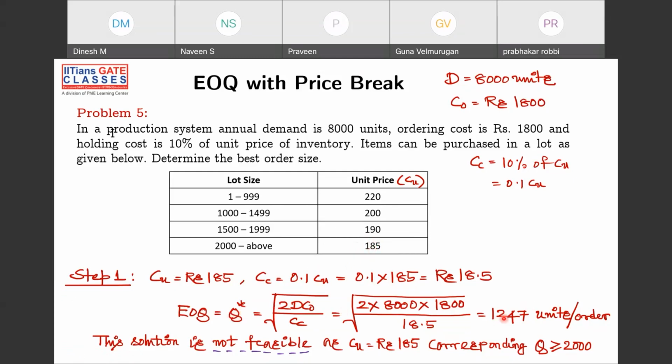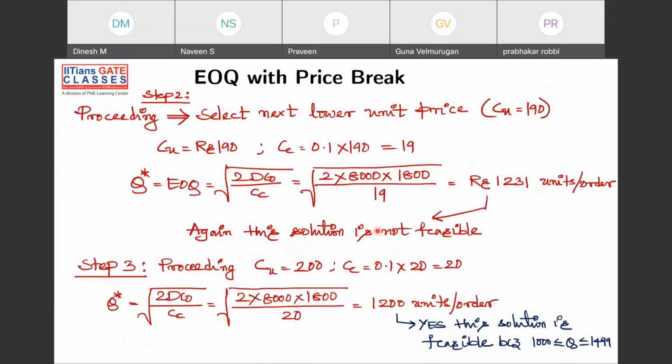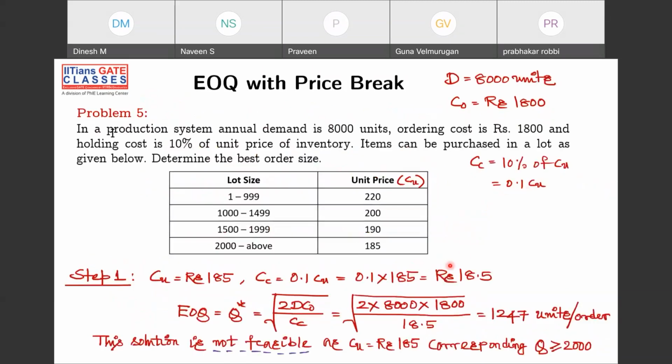Then the EOQ is 1247. As 1247 is not lying in this range, it means that this 185 is not feasible for this quantity, because 1247 is the optimum quantity you have to buy, but it's not feasible because you have to buy 2000. So like that, I'll go and calculate for 190. I'll take CU as 190, and again find the EOQ. Then I got 1231 units. Again, 1231 is not in this range.